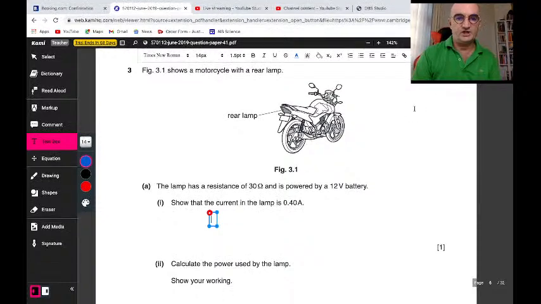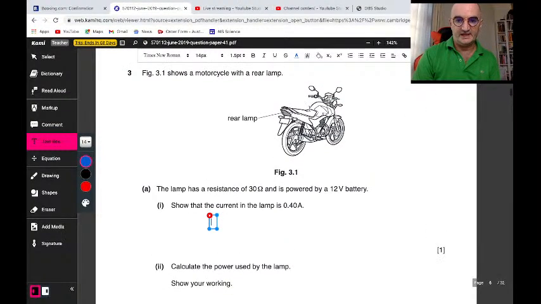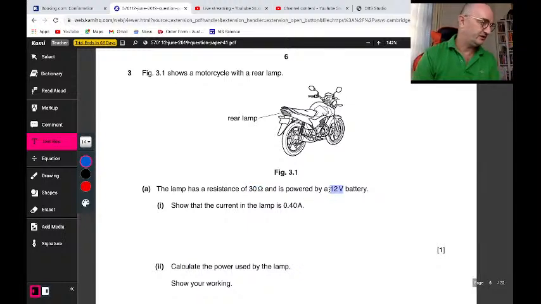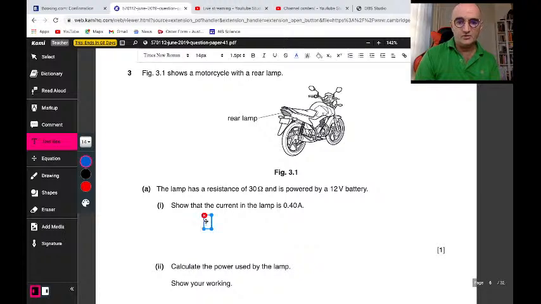So we start off quite gently. We'll have a motorcycle with a rear lamp. The lamp has a resistance, this is R, of 30 ohms, and a potential difference or voltage of 12 volts. This is quite a nice question. It tells me that the current given is 0.4. So we know that V equals IR. So therefore, I will equal V over R.